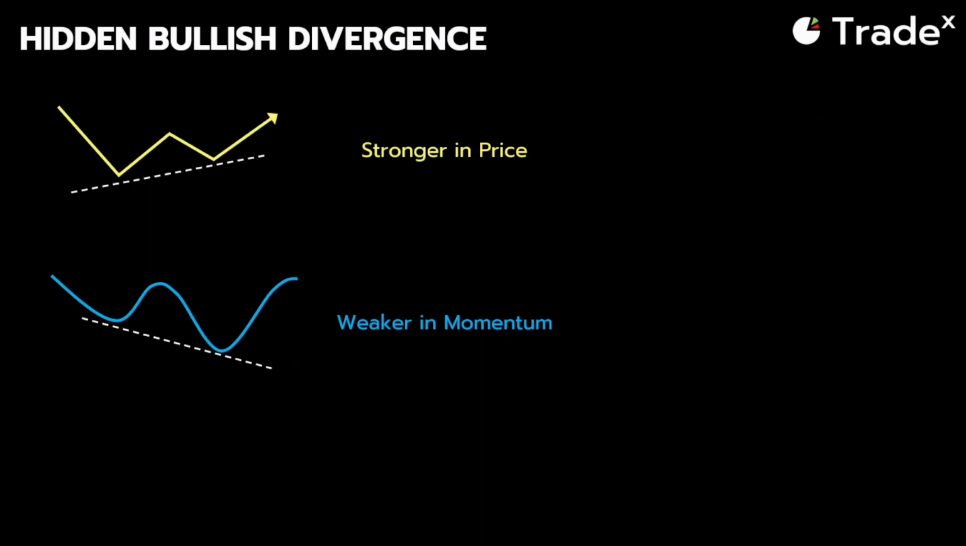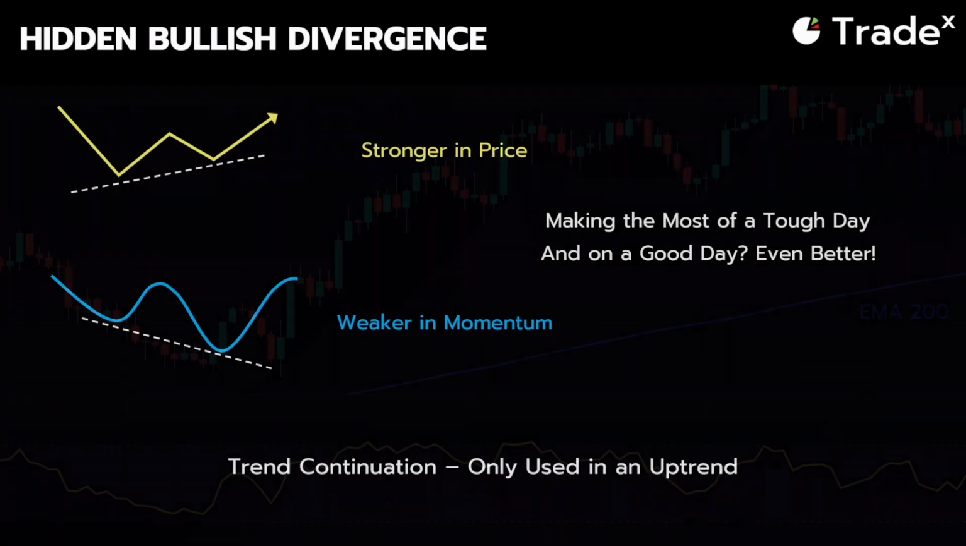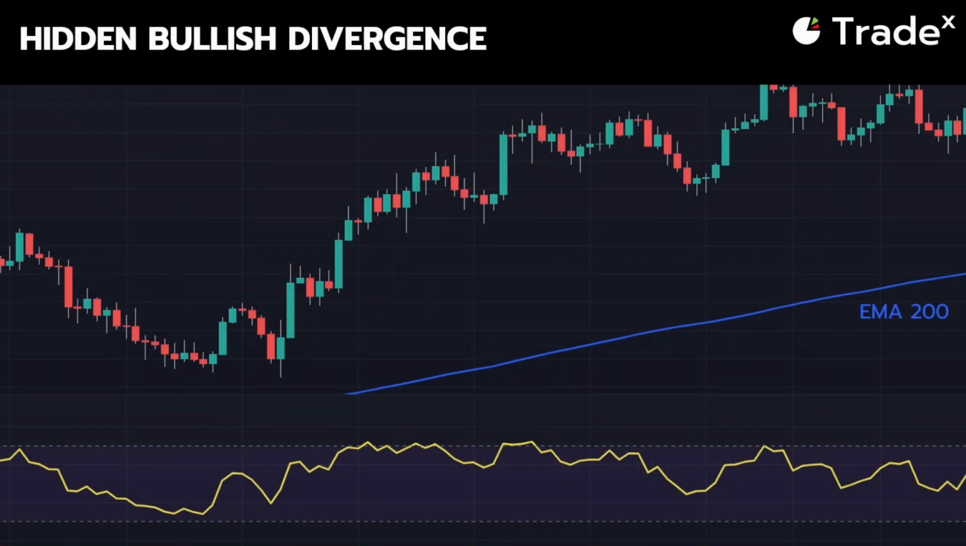Traders can remember this concept with the following mnemonic: making the most of a tough day, and on a good day, even better. This helps illustrate that even when momentum weakens, the price still holds its ground, and in an uptrend, things tend to improve. Since this pattern is intended for a trend continuation strategy, make sure to use it during an uptrend. Next, let's look at some examples demonstrating hidden bullish divergence.